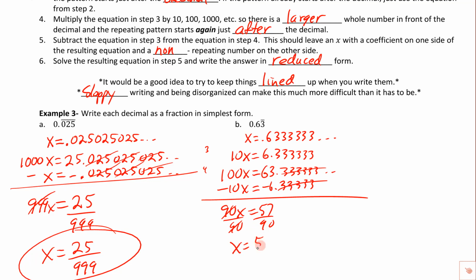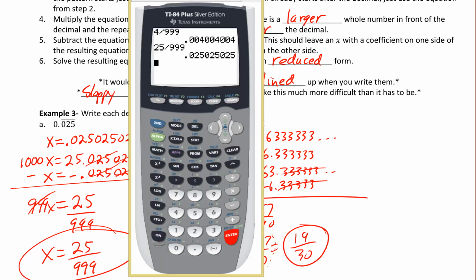So this is going to be x equals 57/90. Now, we should check and make sure that this is reduced. I think 3 goes in here. 3 would go in there 19 times and 3 would go in there 30 times. So we would circle that as the final answer. I suppose on a test you'd probably get quite a few points if you got to right here. That's not too bad. But let's just double check and see what the calculator says.